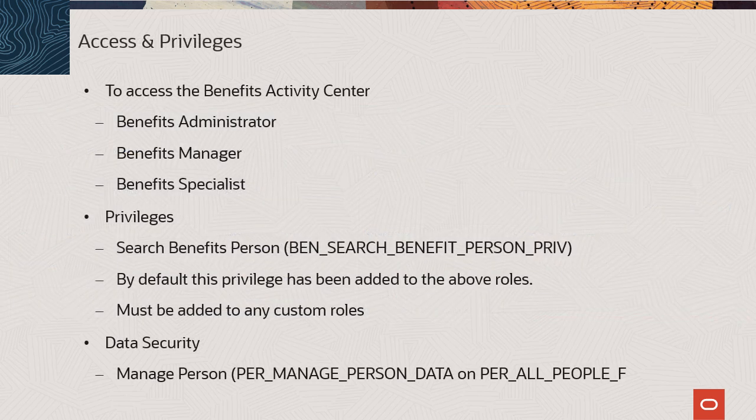You access the Benefits Activity Center via the Benefits Administrator, Benefits Manager, or Benefits Specialist roles. A new privilege has been created, the Search Benefits Person privilege. By default, this privilege has been added to the above roles, and it must be added to any custom roles. And the data security of Manage Person must also be added to any custom roles.